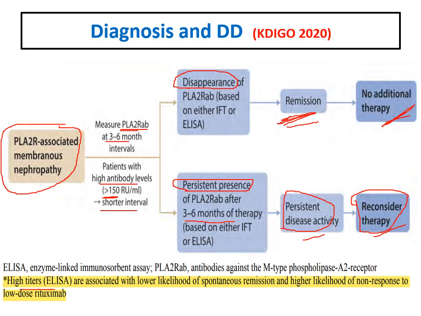Higher levels with ELISA are associated with a lower likelihood of spontaneous remission, because the disease is usually more aggressive and there is a higher likelihood of non-response. So a high titer is usually associated with low remission and non-response.